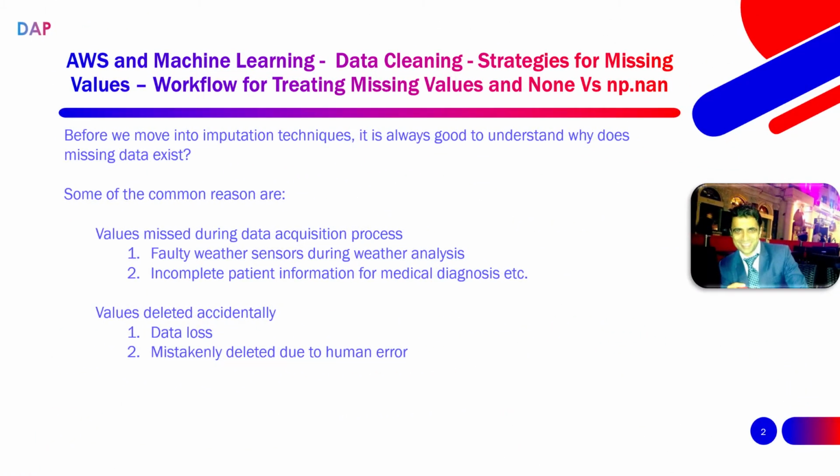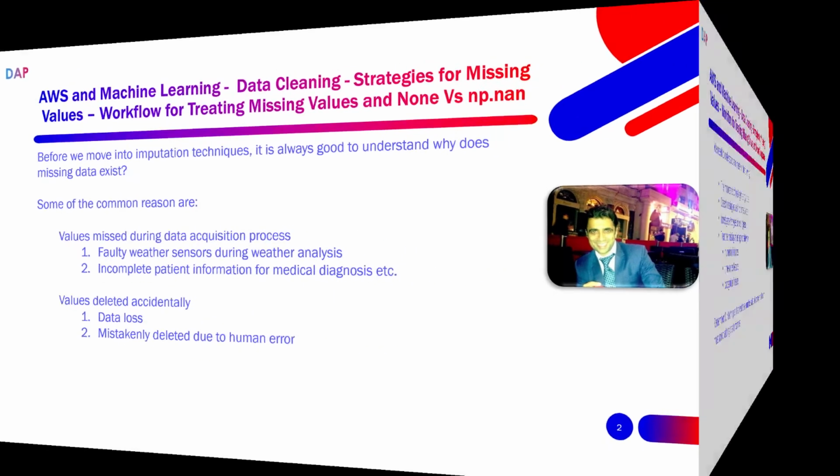Now, before we move into imputation techniques, it's always good to understand why missing data exists. Some of the common reasons are values missed during the acquisition process. For example, faulty weather sensors during weather analysis might not work properly, incomplete patient information for medical diagnosis, and values deleted accidentally. Sometimes data losses do happen, sometimes mistakenly deleted due to human error and whatnot.